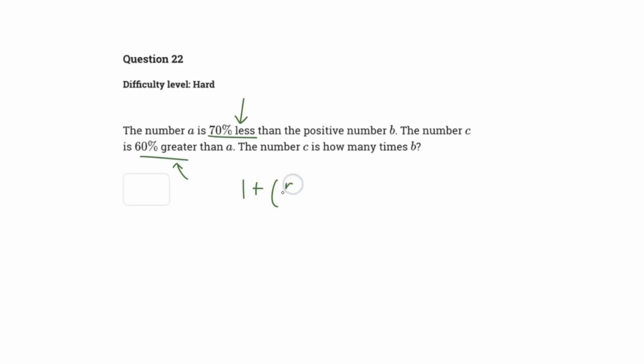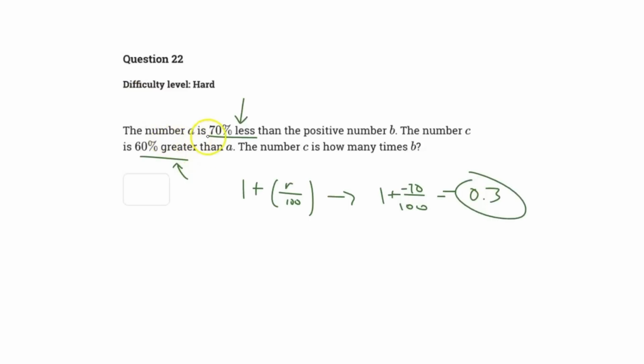So 1 plus r, or percent over 100. And so here we can insert 70% less, so r here would just be negative 70. So we'd ultimately get 1 plus negative 70 over 100, and this will give us a value of 0.3. All right, so that is essentially your percent multiplier.